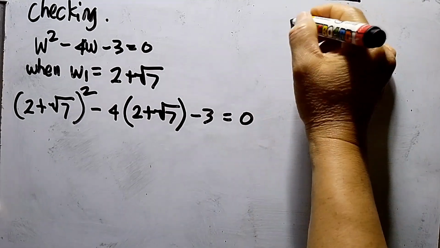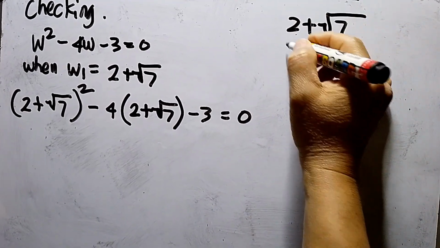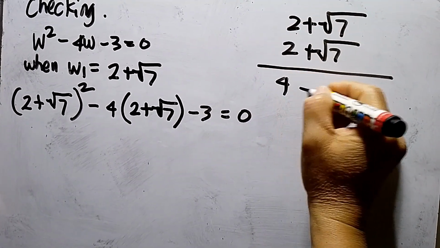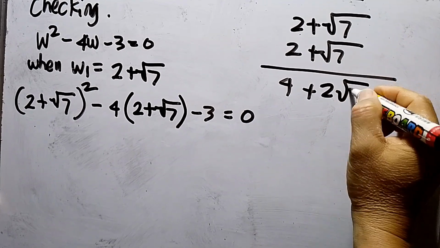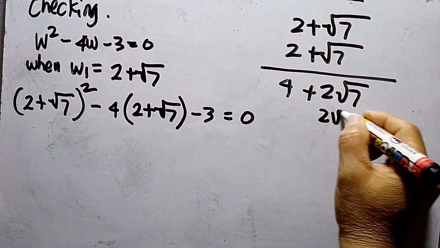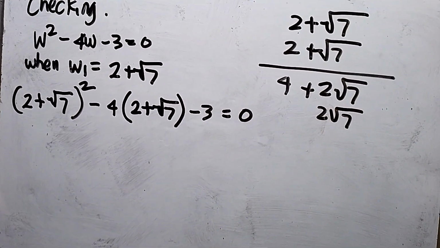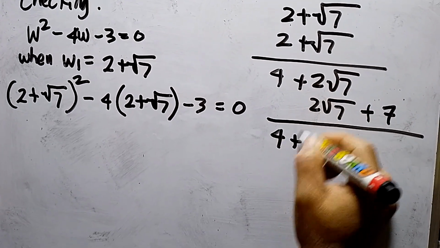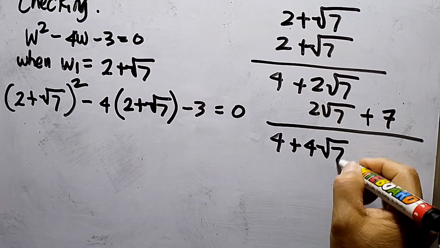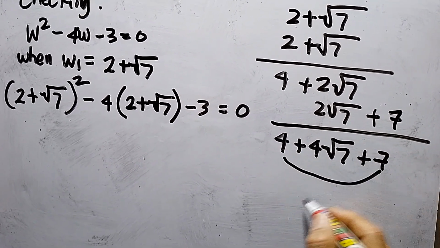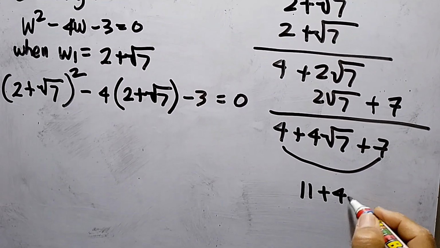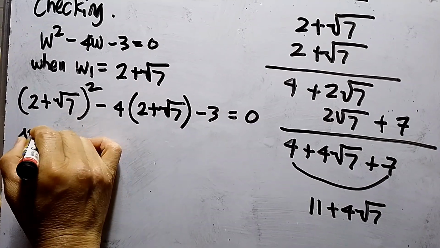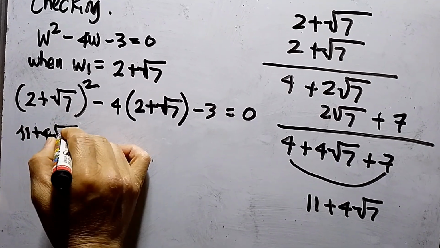So what is 2 plus square root of 7 squared? So this is 4 plus 2 square root of 7. This one, 2 square root of 7. Then square root of 7 times square root of 7, that will be 7. Sum up. Bring down 4. 2 plus 2 is 4 square root of 7, plus 7. Then combine this one. So this will be 11 plus 4 square root of 7.